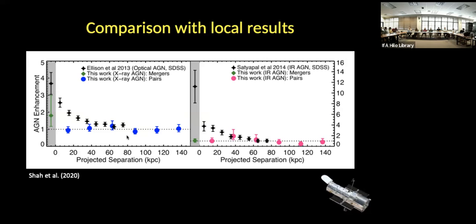Again, the blue points are based on our study from X-ray observations, and these pink points are based on IR AGN. And again, as you can see, we actually don't see any enhancements in the pair sample. There is maybe a slight enhancement of 1.8, but the error bars are still very large to say exactly how prominent it is. So again, if you go from low redshift to high redshift, we don't see any enhancement in the AGN activity of galaxies. So this is again very similar to what the binary simulations have found.